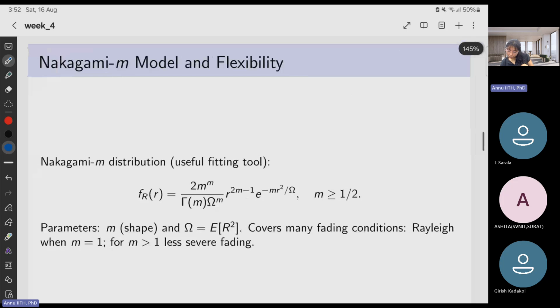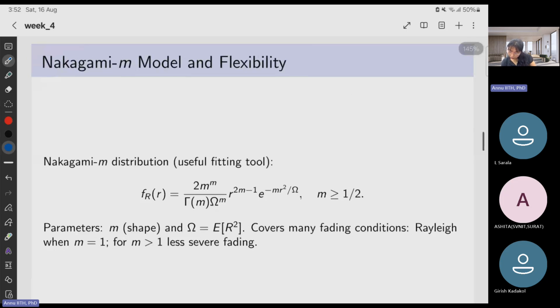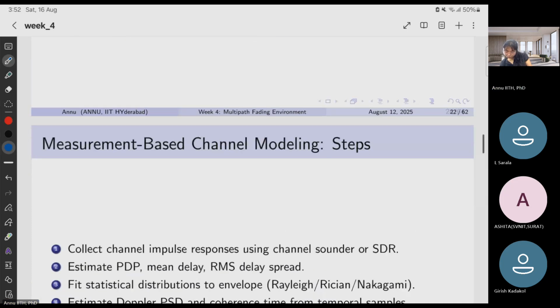Nakagami-m model has flexibility, so it is actually useful for fitting. M is actually a shape parameter, omega is equal to E of R square, and it covers many fading conditions. Rayleigh fading when M is equal to 1, or M greater than 1, it is less severe fading.